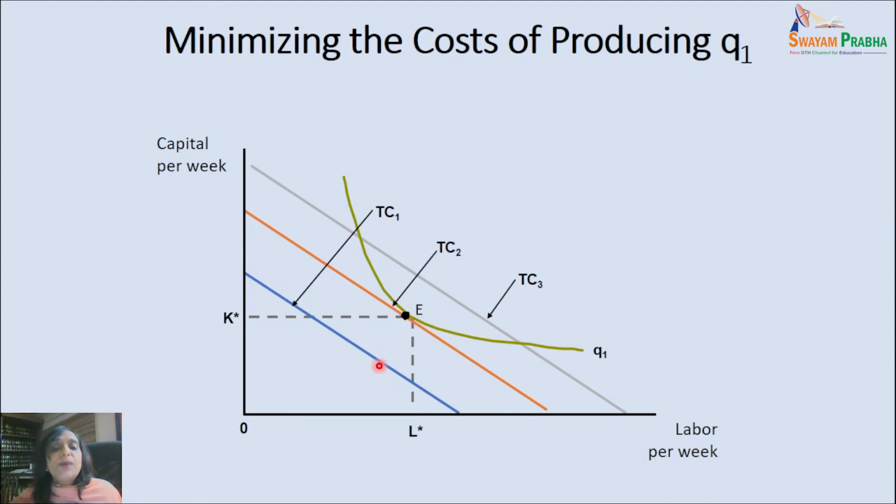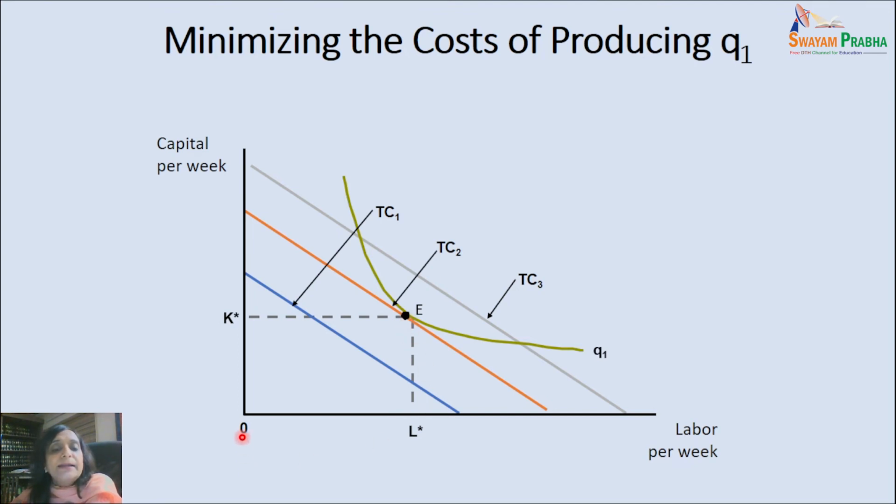Whereas if it goes to TC1, it means it will be producing less. Why? Because this TC1 corresponds to a lower level of isoquant. So this Q1 level of production can be achieved by spending on this TC2 line. And this TC2 line, which is your isocost line, is becoming tangent to your Q1 at point E.